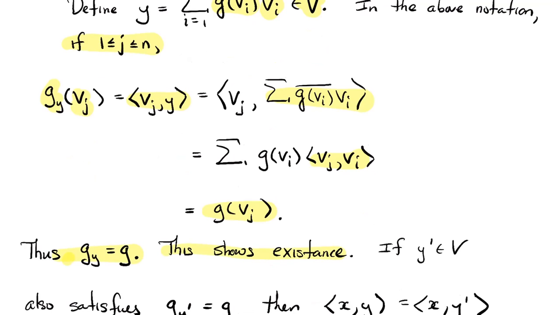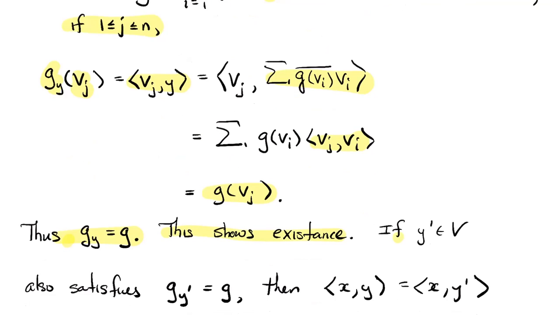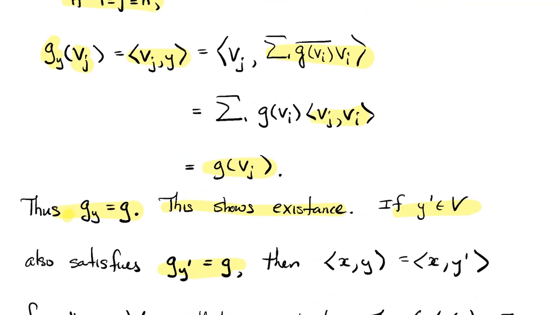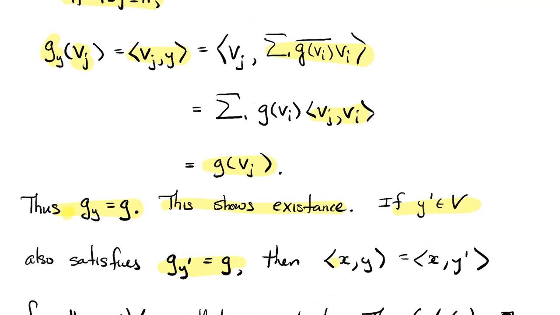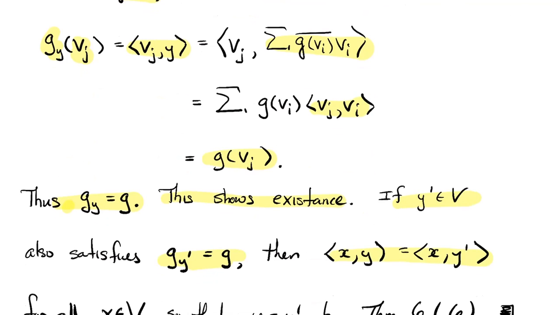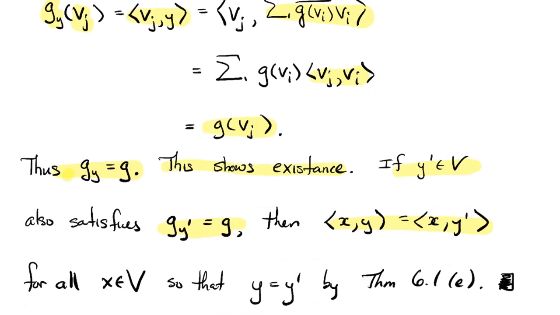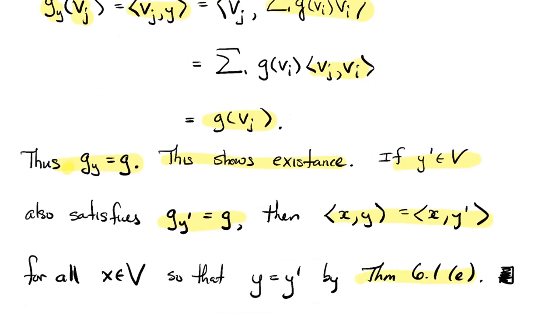is. For uniqueness, if you suppose some other y has the property that inner producting against it equals G, well, then for any x, the inner product of x and y and the inner product of x and y prime would be the same. So by that last part of theorem 6.1, those vectors y and y prime have to be the same. So that's the uniqueness. All right.